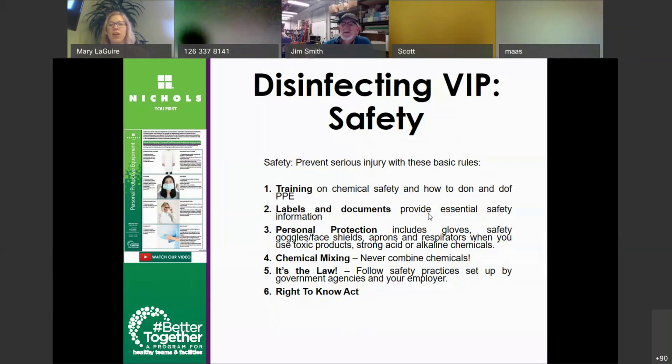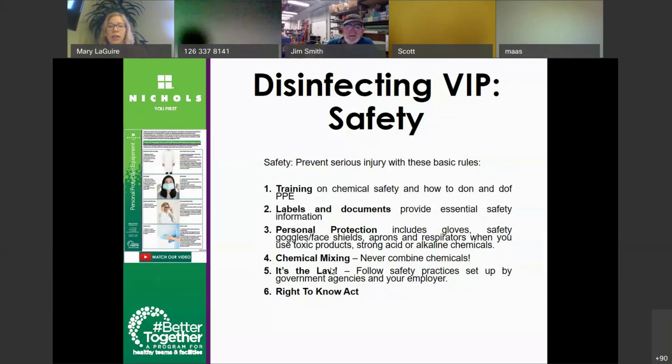Labels and documents provide essential safety information as well. A lot of labels will have it right on there. The personal protection equipment that you can wear includes gloves, safety goggles, face shields, aprons, respirators, and it will show you on the SDS what you should wear.